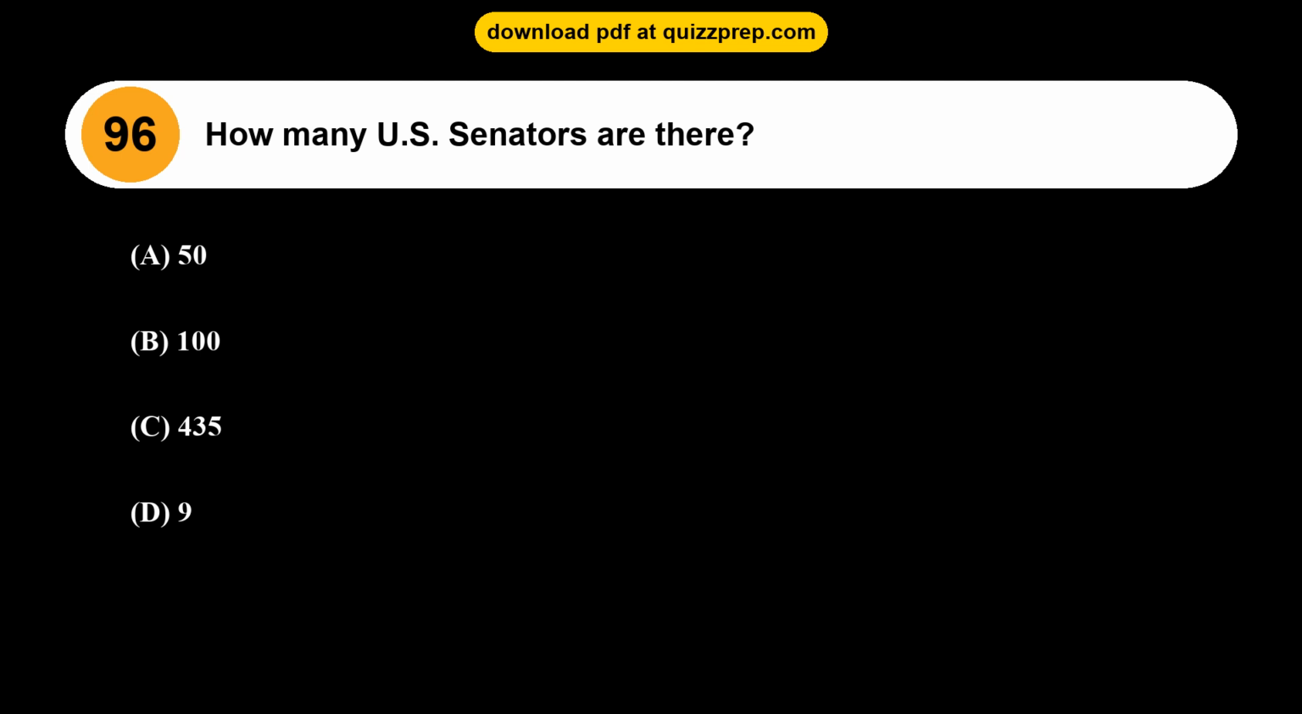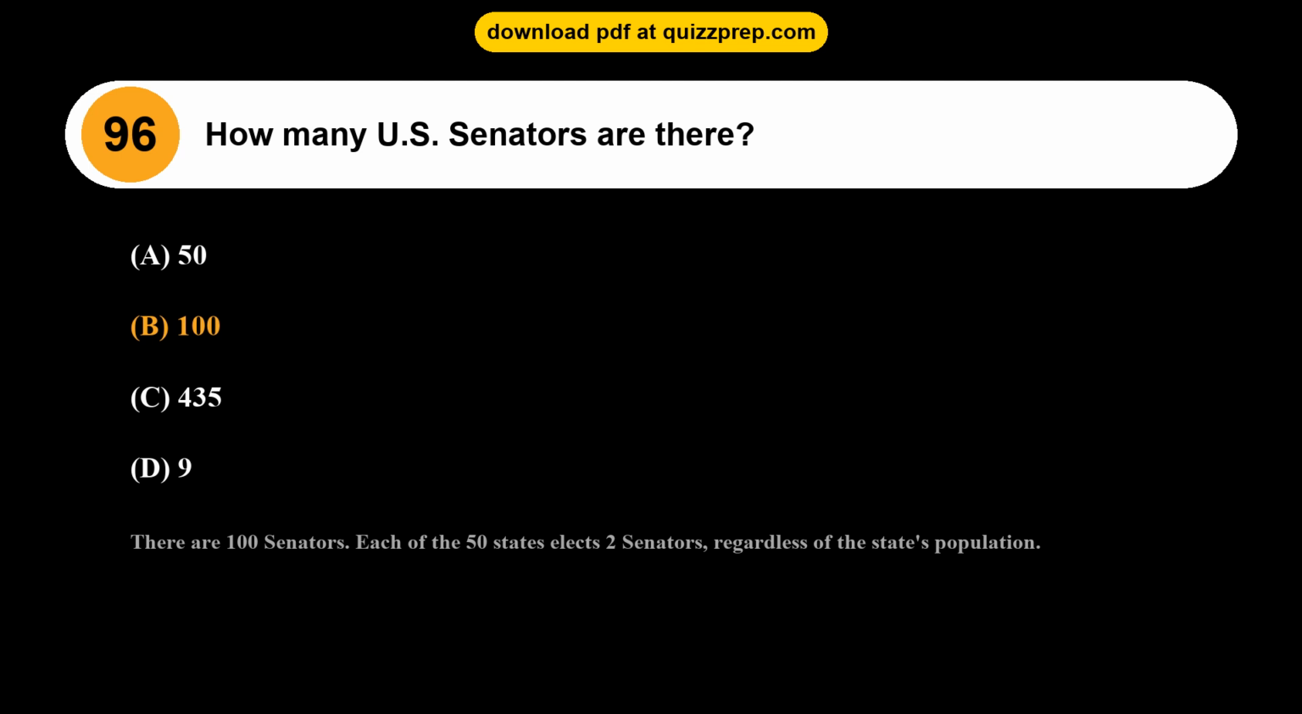Question 96. How many U.S. senators are there? Option A, 50. Option B, 100. Option C, 435. Option D, 9. The correct answer is option B, 100. There are 100 senators. Each of the 50 states elects 2 senators, regardless of the state's population.